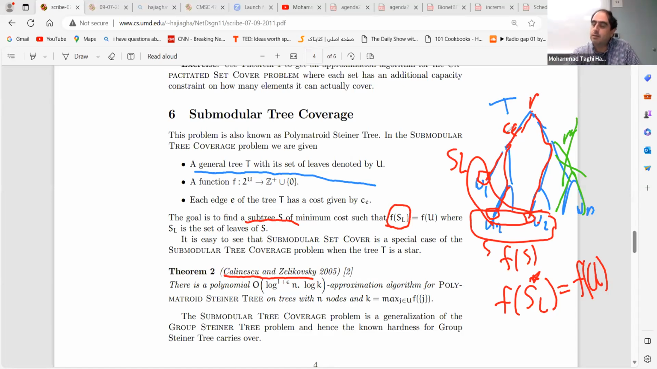And you want to have some of the edges such that f of S of L is maximum. Now, let's see what they prove. Again, I think the only condition that we have is that, yeah, they say essentially there is a polynomial, log of 1 plus epsilon n log k.